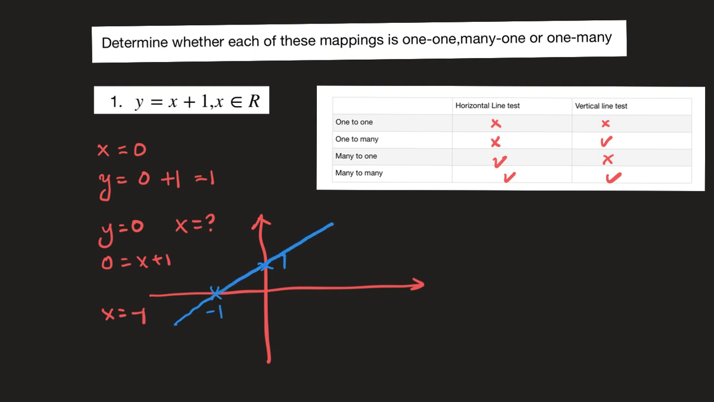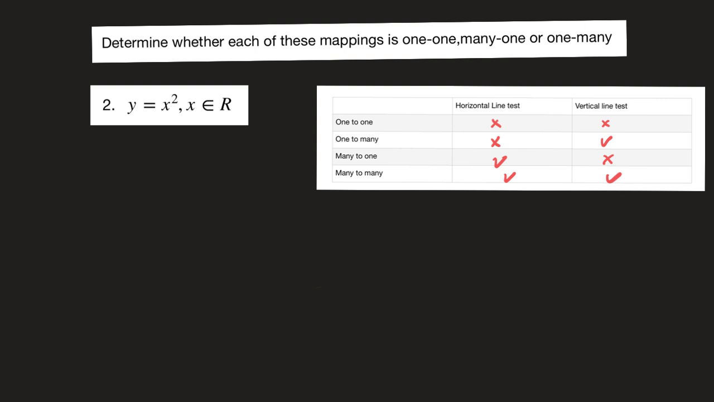Now, based on this graph, you can try to draw a vertical line test, and you will see that there's only one intersection. Second, you can draw a horizontal line test. Also only one intersection, meaning it belongs to one-to-one mapping. Now, what does this x and the symbol mean? The symbol means belongs to. And what does this R mean? It means real numbers, meaning it can be any number.